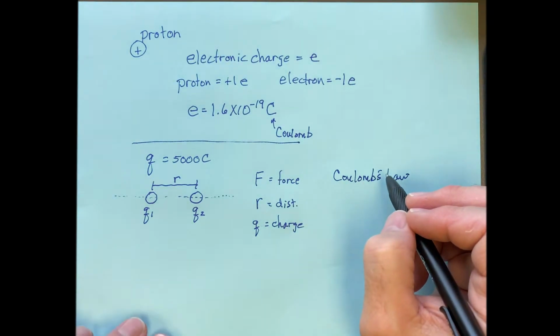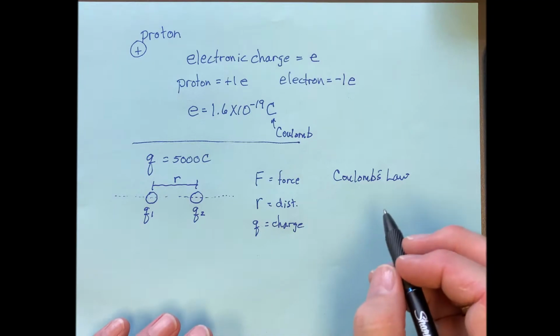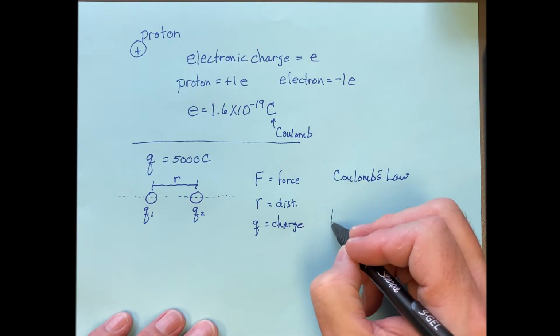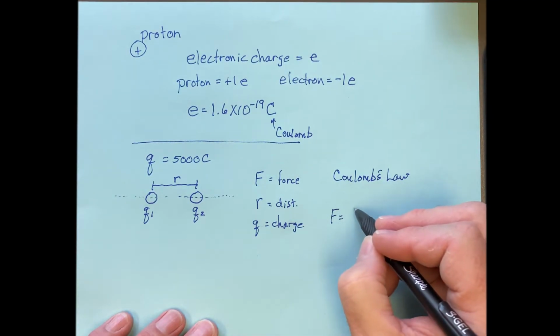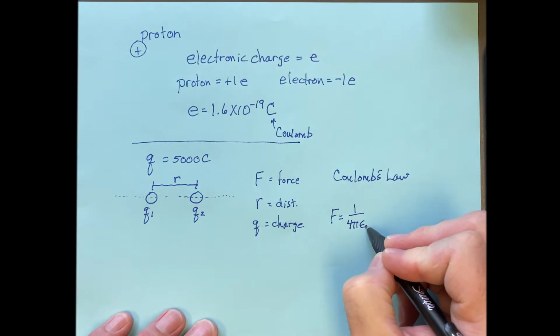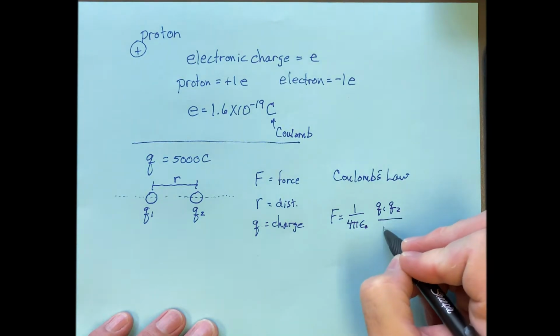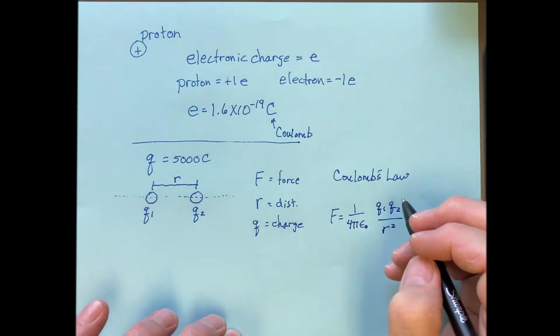And what this does is this describes the nature of the interaction. It does not explain why they interact this way. It just is a description of how they interact. And how they interact then is given by this equation. F equals 1 over 4 pi epsilon naught, Q1 Q2 over R squared.